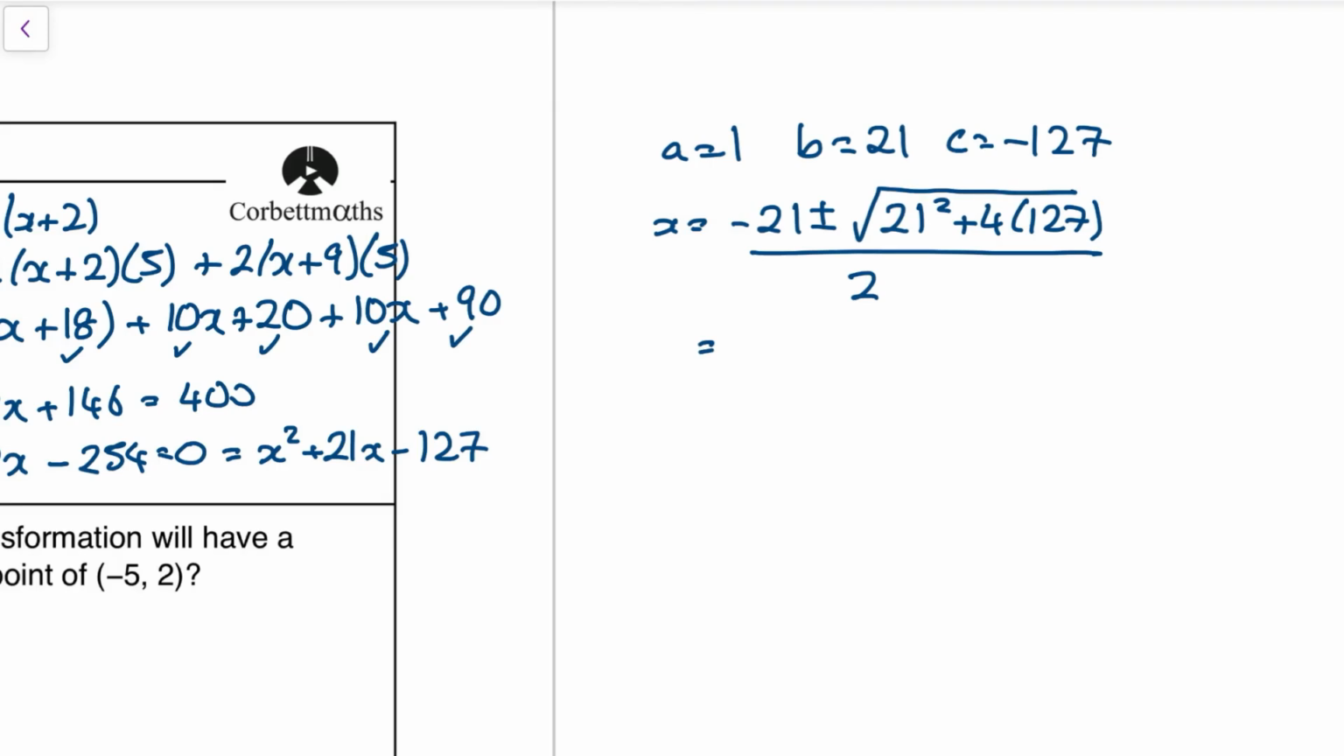Now, if I get my calculator out and work out the square root, 21 times 21 plus 4 times 127 is 949. And the square root of 949 is 30.81. Now, why have I said that? So minus 21 plus or minus 30.81 divided by 2. The reason I've written that out is because x must be greater than 0. So therefore, I don't care about the negative, I only care about the positive solution. So I'm going to do minus 21 plus 30.81, divide all that by 2, and that's going to give me 4.905.